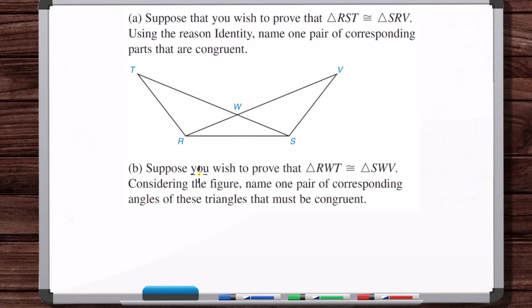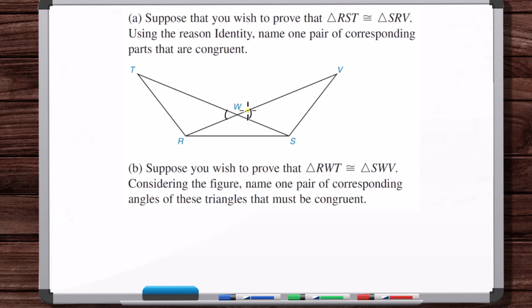Okay? Suppose you wish to prove that triangle RWT is congruent to triangle SWV. Considering the figure, name one pair of corresponding angles of these triangles that must be congruent. So the angles in this case, well, we've got vertical angles here, right? That's what they're talking about. So that's not the identity reason, though. Let's make that clear.